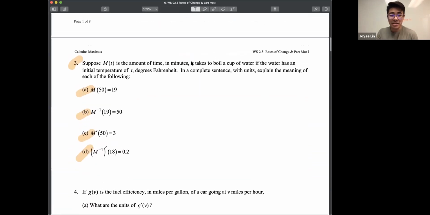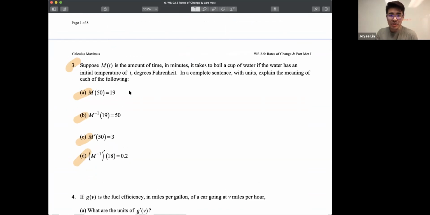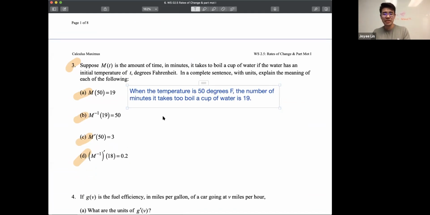Now we have one more set of things I want you to be able to explain. The first one's pretty easy, so I'll just go ahead and explain that one to you. What is T? When the temperature is 50 degrees Fahrenheit. What is M? The number of minutes it takes to boil a cup of water is 19. I'm sure there are more elegant ways of saying that.